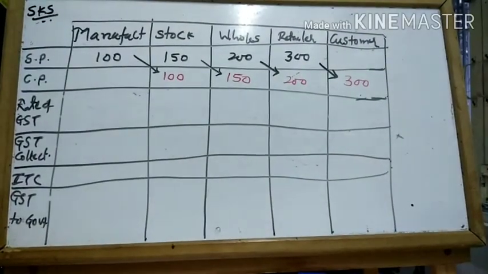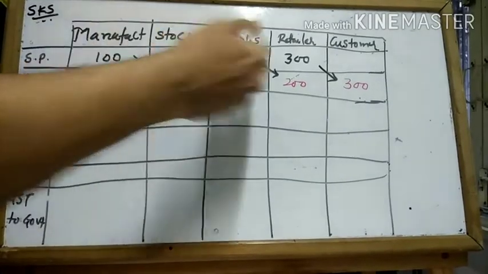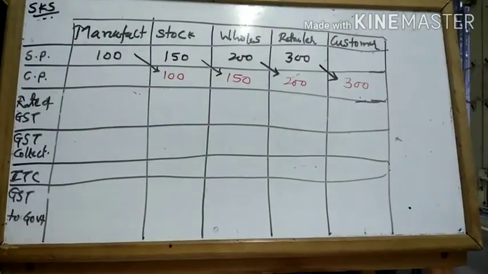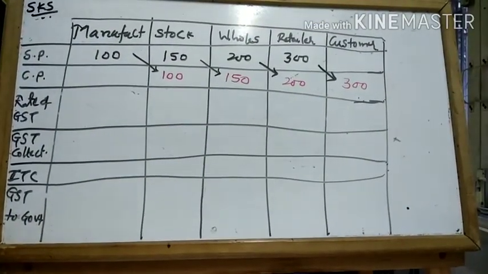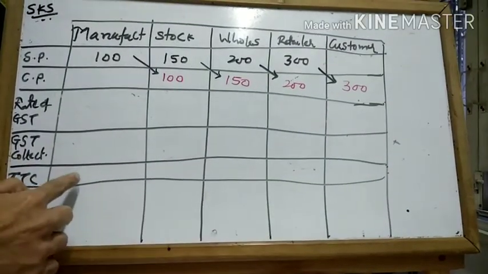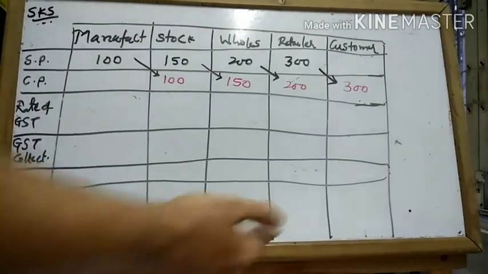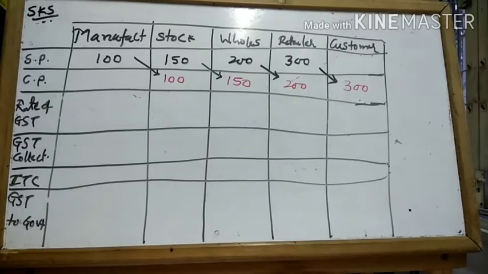Now something very interesting you have to understand. At every stage, from manufacturer to stockist, everybody is making some profit. And what is the thing to be remembered over here? How will GST be collected? What will be the ITC claimed by that particular businessman or dealer? And how much amount will go to the government as GST?